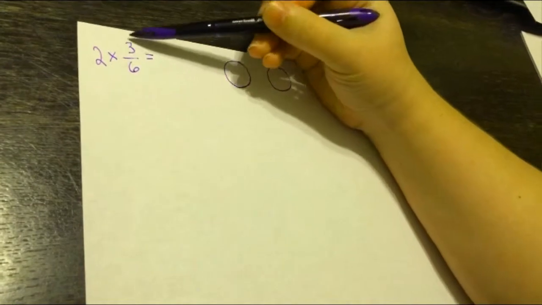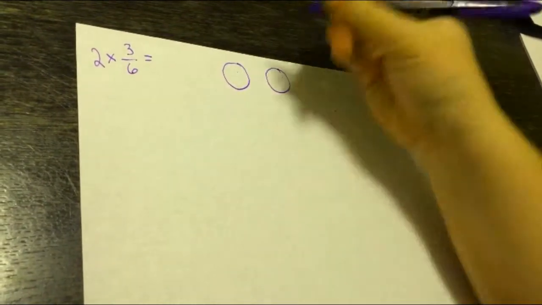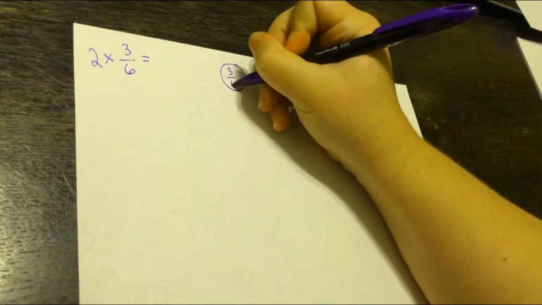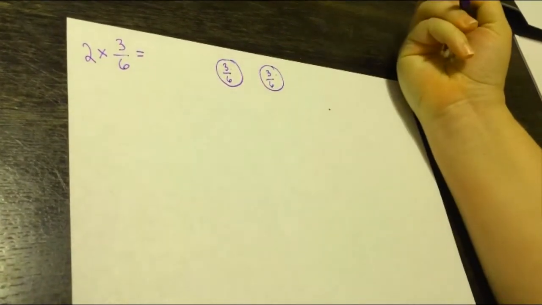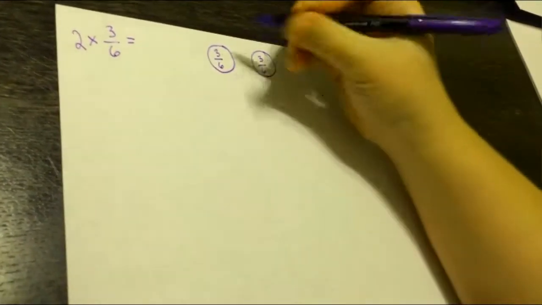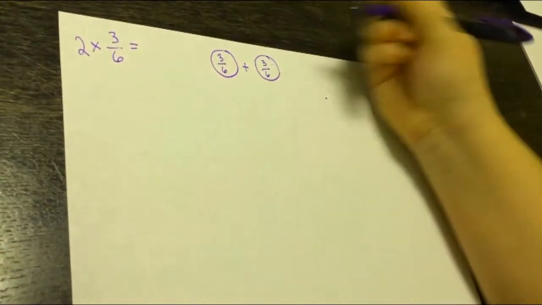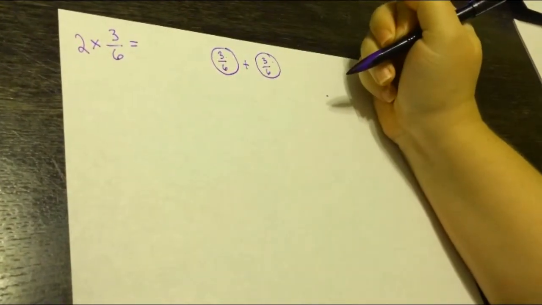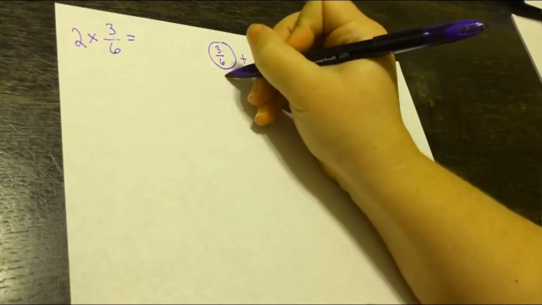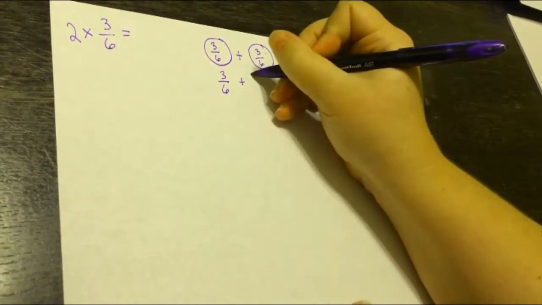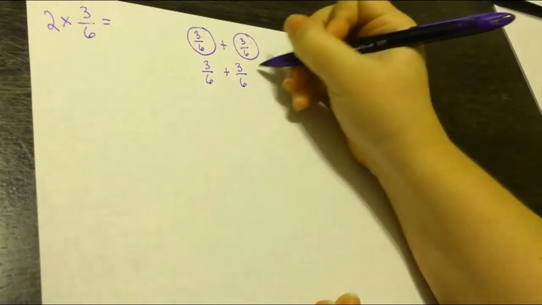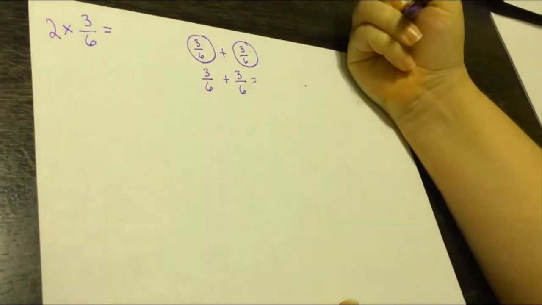How many do I have in each group? I look back to my problem. I have the fraction 3/6 and the fraction 3/6 in the group. I need to figure out what my total is. That's the same as adding the total amount in each group. So I can rewrite this as 3/6 plus 3/6 and then solve that problem.